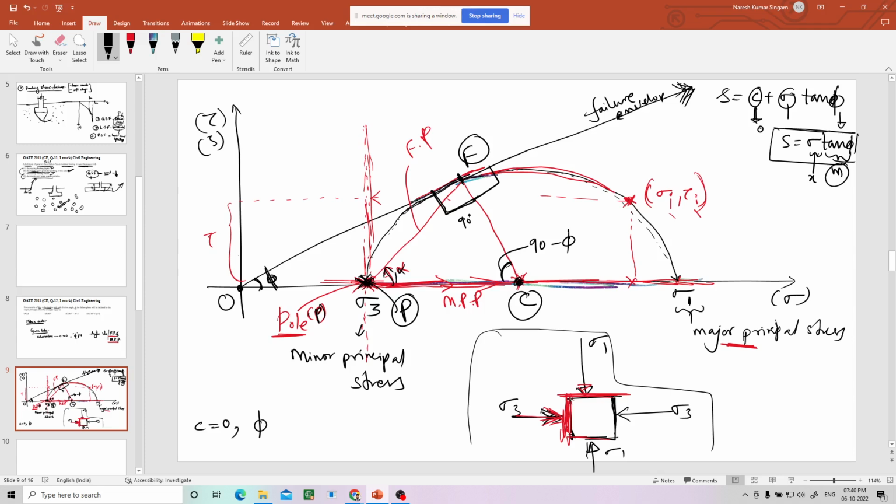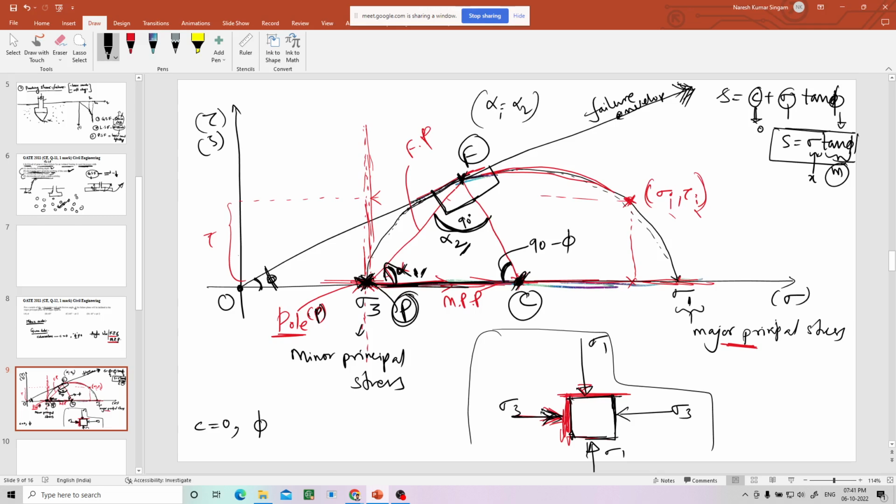In triangle PCF, there are two angles, alpha 1 and alpha 2, and there is another angle, 90 minus phi. According to the triangle properties, alpha 1 and alpha 2 are equal to each other. Why? From P to C, PC is nothing but the radius, and PF is also a radius. The angles opposite to equal sides will be equal. So alpha 1 and alpha 2 are opposite to the equal sides, so alpha 1 equals alpha 2.